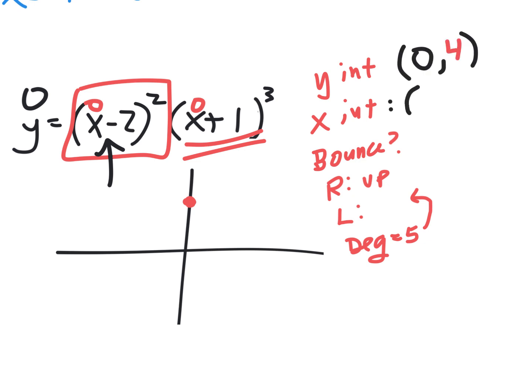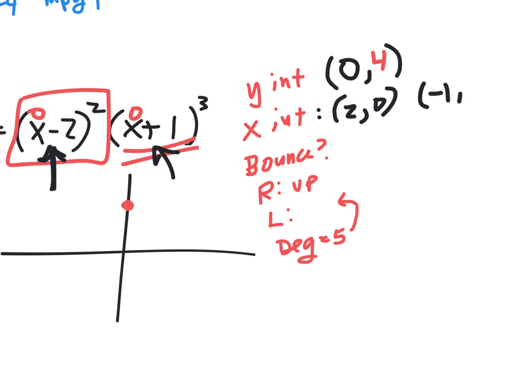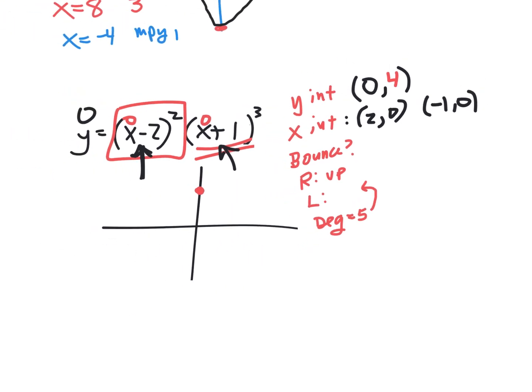The x-intercepts are where y is 0, so I'm going to put a 0 there. One of them is 2 for this one. That gives you a 2. This one's -1. And I'm going to graph that.